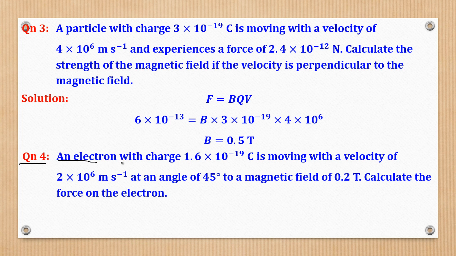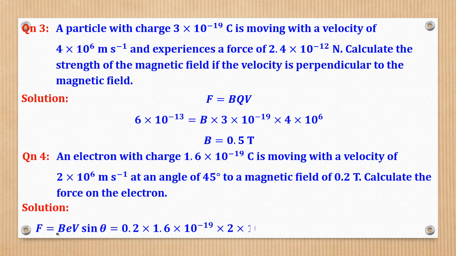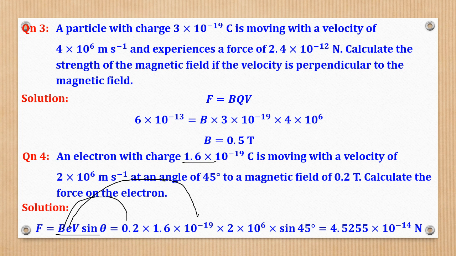Question 4. An electron with this charge is moving with this velocity at an angle of 45 degrees to the magnetic field of 0.2 Tesla. Calculate the force on the electron. Here they are considering only one electron, meaning you can now use BeV sin theta, where B is the flux density, e is the electronic charge, which is here, V is the velocity, which is here, and theta is the angle, which is here.